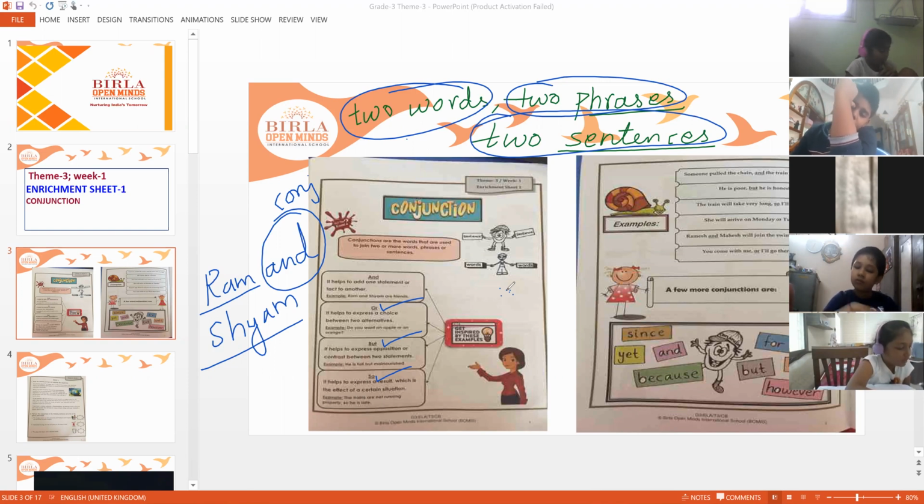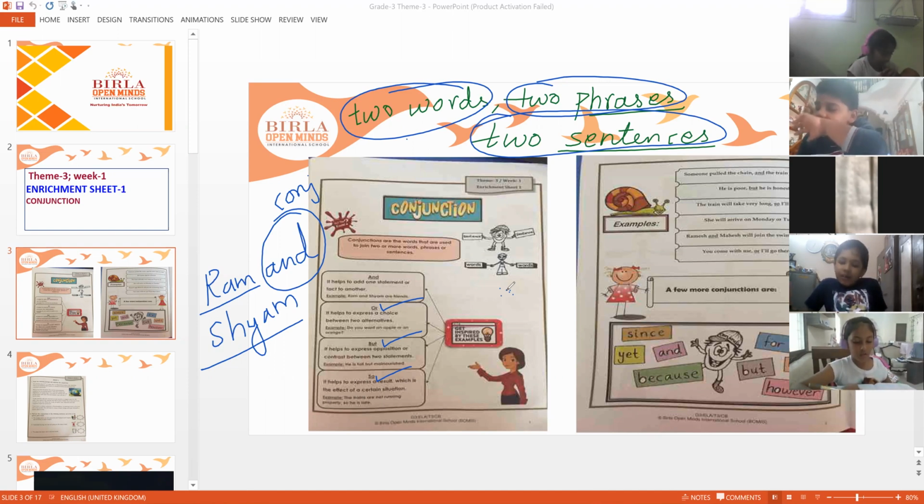She will arrive on Monday or Tuesday. Here we have a choice. We don't know which day she will arrive. We have a choice here, Monday or Tuesday. So we are using "or". Ramesh and Mahesh will join the swimming classes. Here two nouns, two words, we are adding with the help of "and".